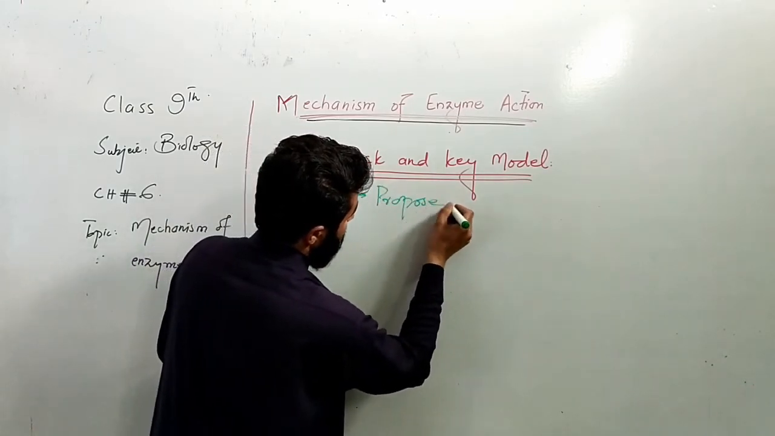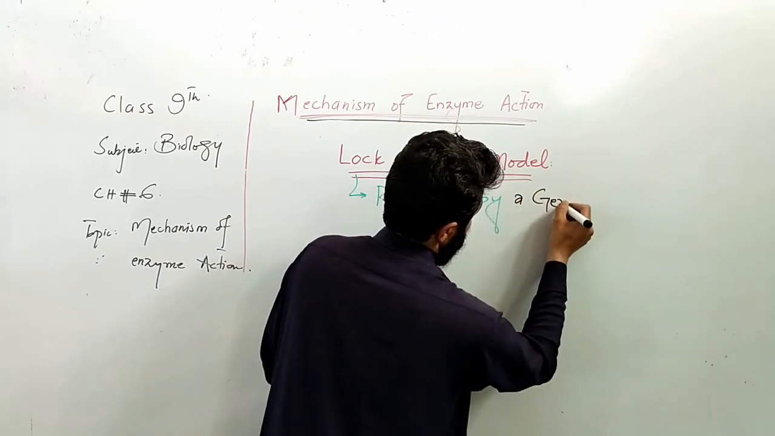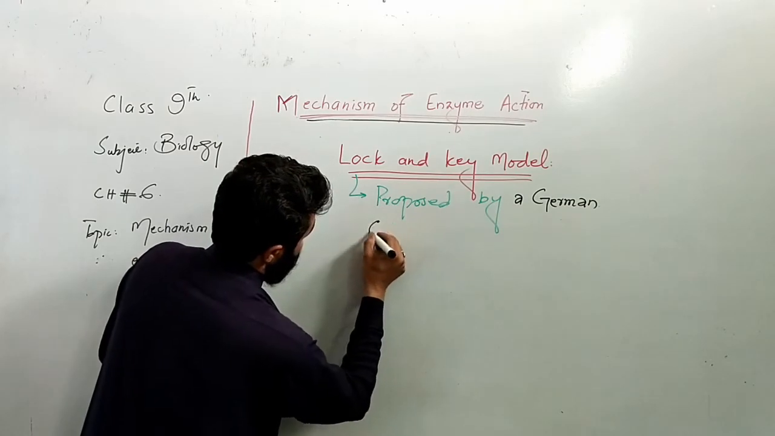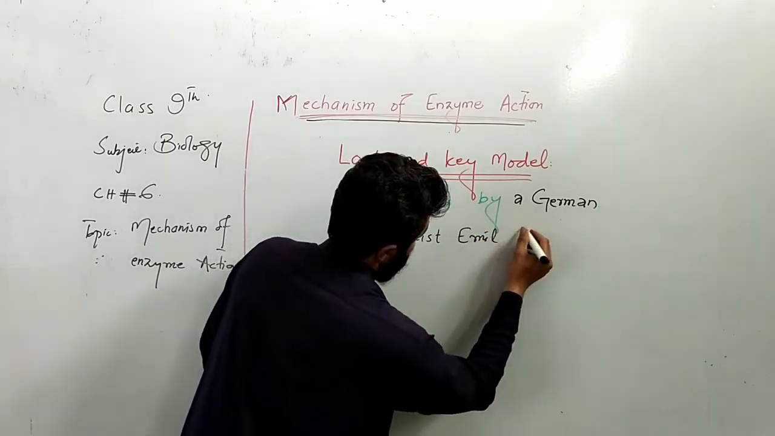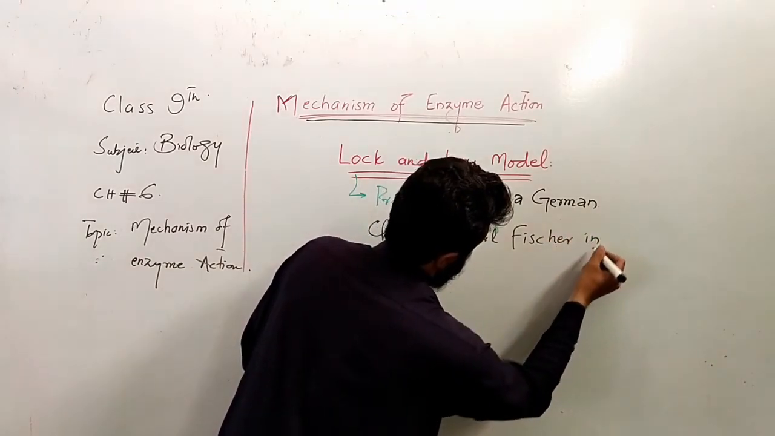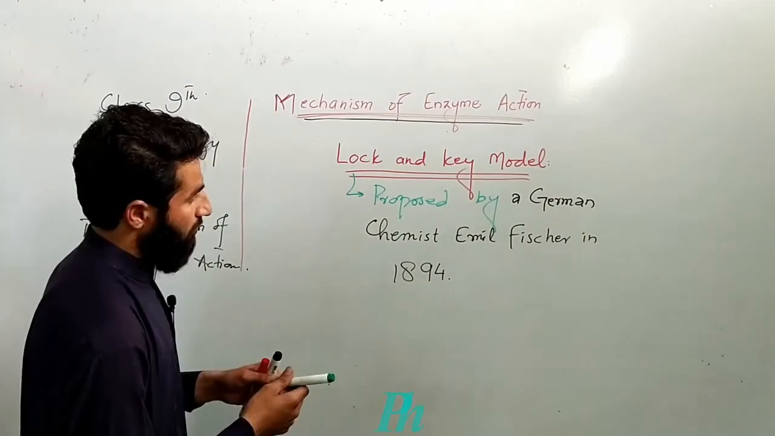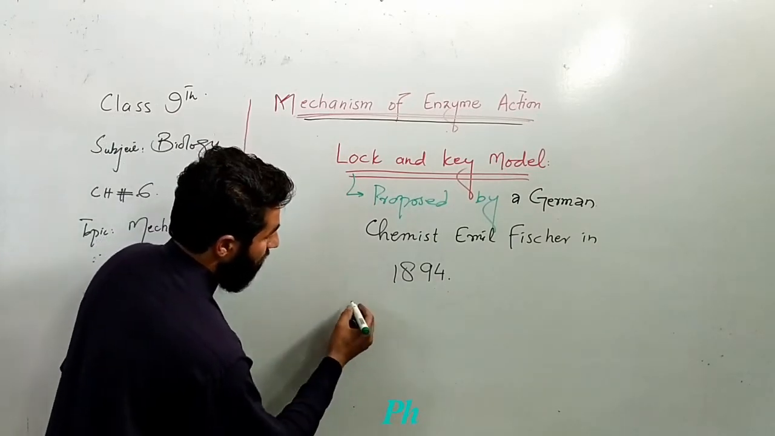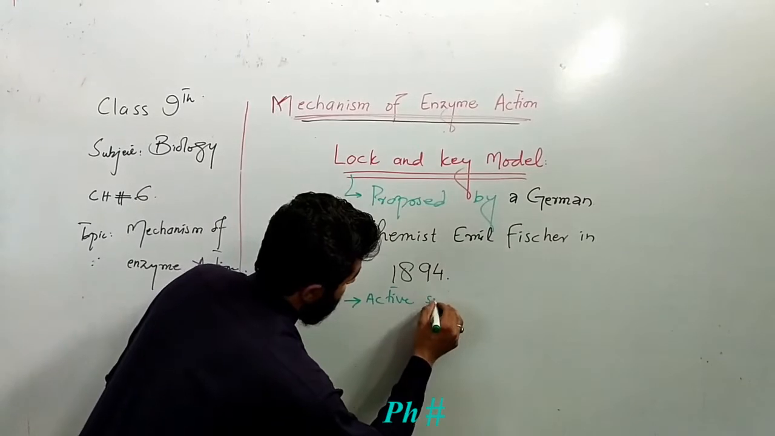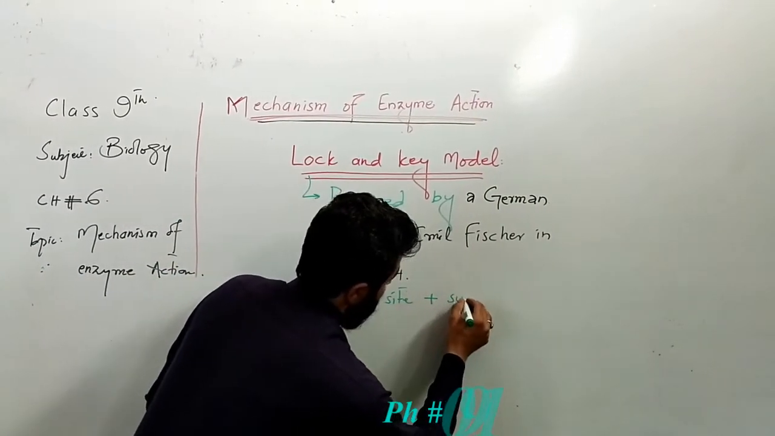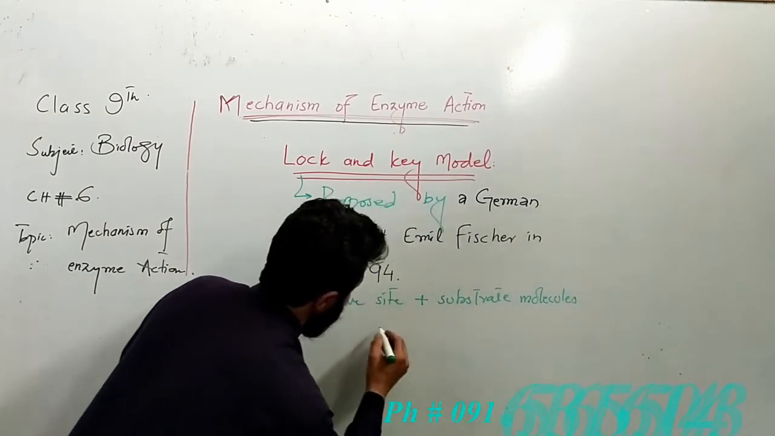in 1894. According to this model, the active site of the enzyme and the substrate molecule have a specific geometric shape.